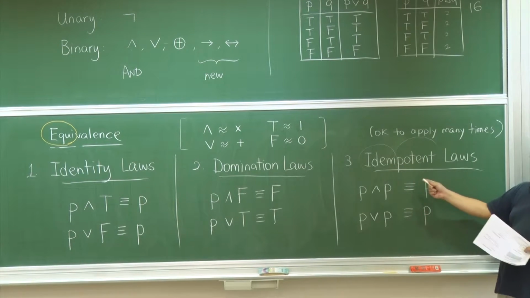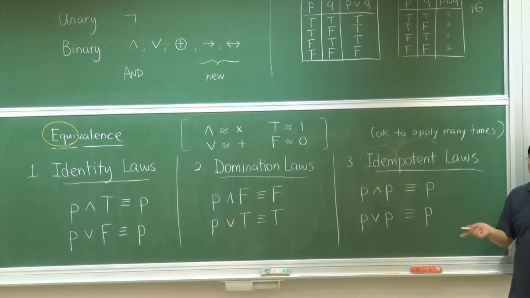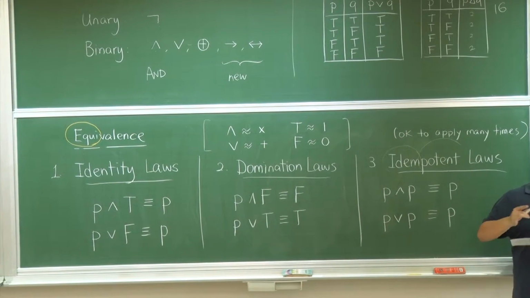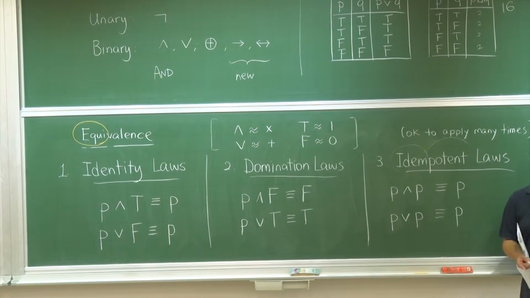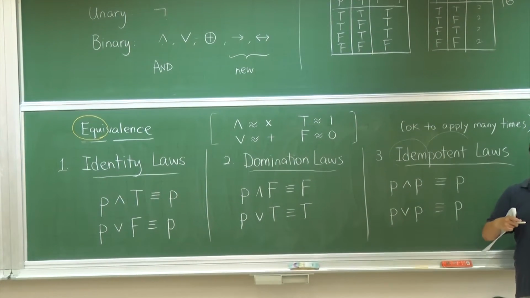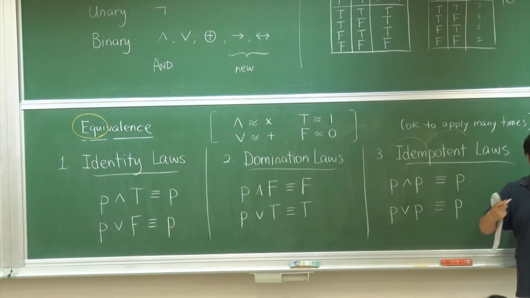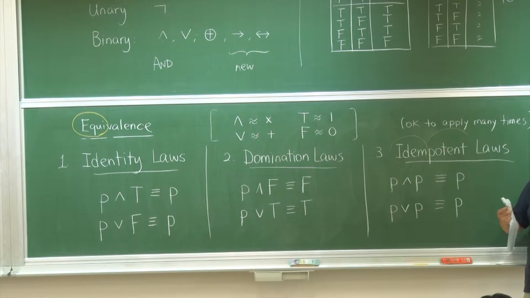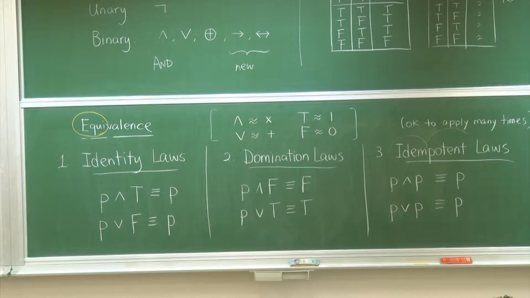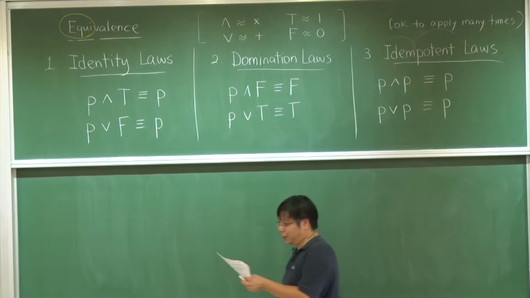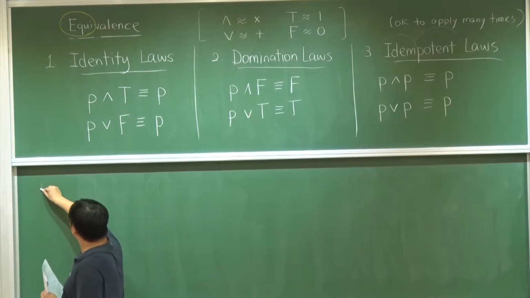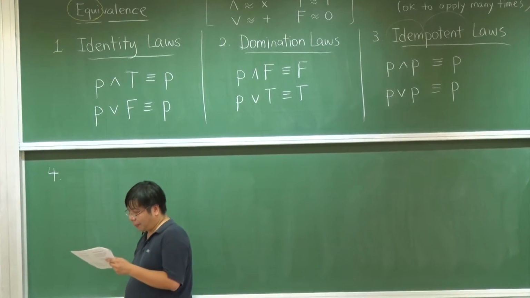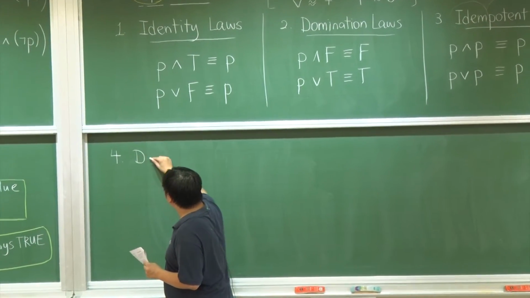In that case, you need to use some laws, and we will help you with the memorizing part. We will give you a list that includes all the laws and their names. When you apply one, you say what kind of law you are applying in that simplification step. We will see. So these are three laws so far. The next one is very important. It is called De Morgan's law.